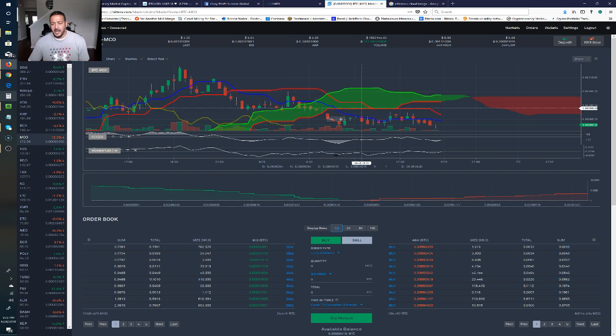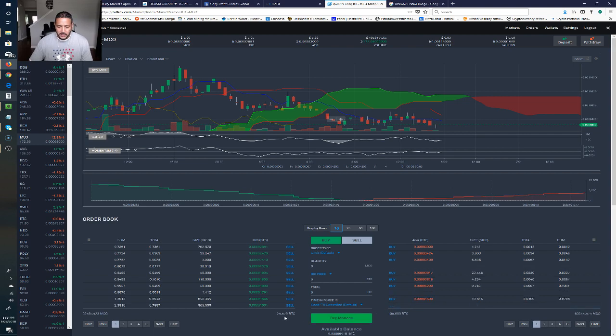Don't forget to look at the volume, okay? How many coins are being traded, etc. So keep that in mind as well. And as you can see here, CCI is showing it oversold.